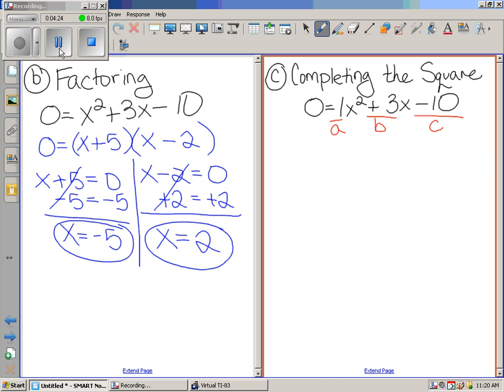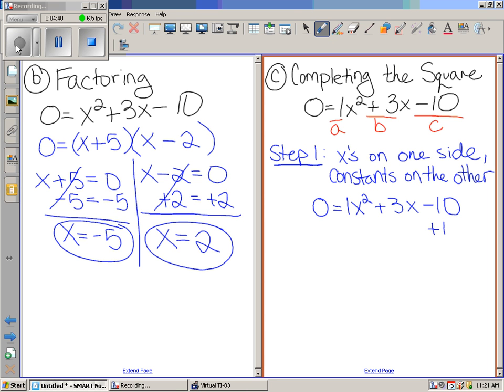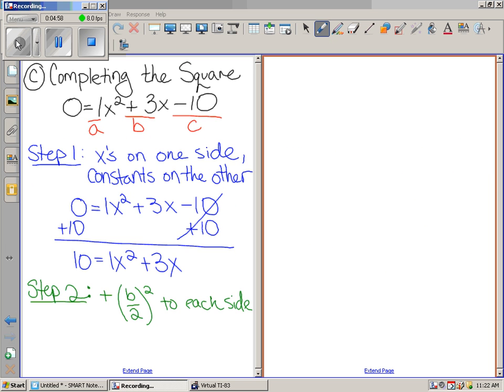Now, let's do step 1 of completing the square. We've got to get x's on one side and constants on the other, and that's step 1 of completing the square. This is going to be easy. I am going to add 10 because 10 is a constant. 10 doesn't change. So we get 10 equals 1x squared plus 3x. How easy is that? That's step 1. Piece of cake. We're on our way.